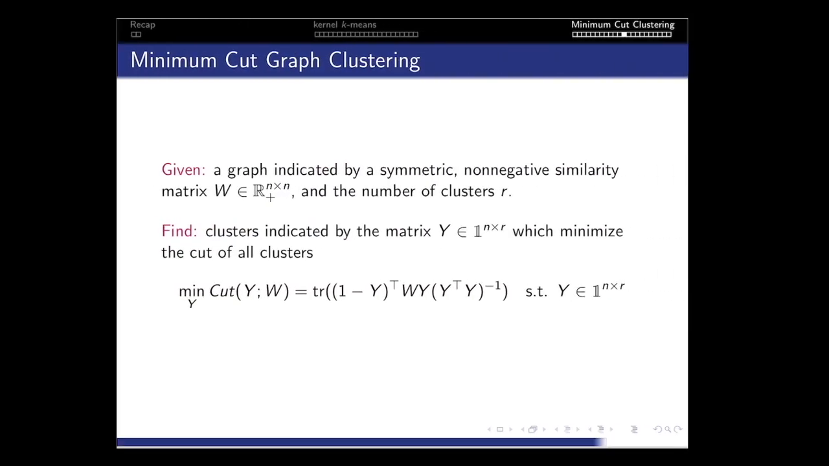Or we can also go the other way, so we can search for those clusters which actually minimize the cut of each cluster. So given a graph indicated by a similarity matrix W or adjacency matrix, you can call it as you like, and the number of clusters R, the task is to find clusters indicated by our matrix Y, which minimize now the cut. So this is then this objective, as we have discussed it before.